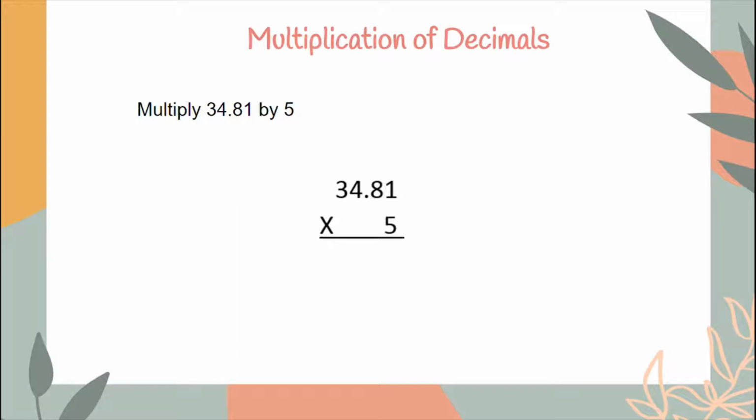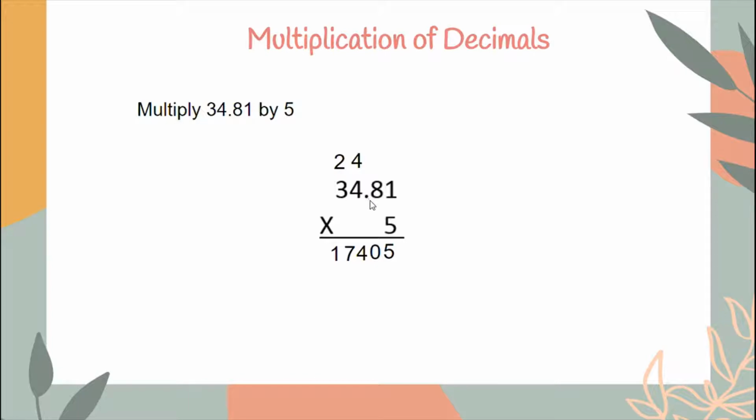So let's start. We have 5 times 1, it's 5. 5 times 8, it's 40. So we're going to put 0 here and carry 4 to the next number. 5 times 4, that's 20. 20 plus 4, it's 24. So 4, carry 2. 5 times 3, it's 15. 15 plus 2, and that is 17. And after we find our product, that's the time that we're going to place our decimal point.